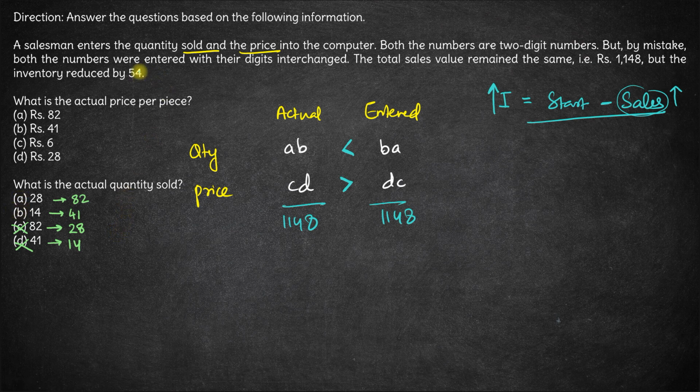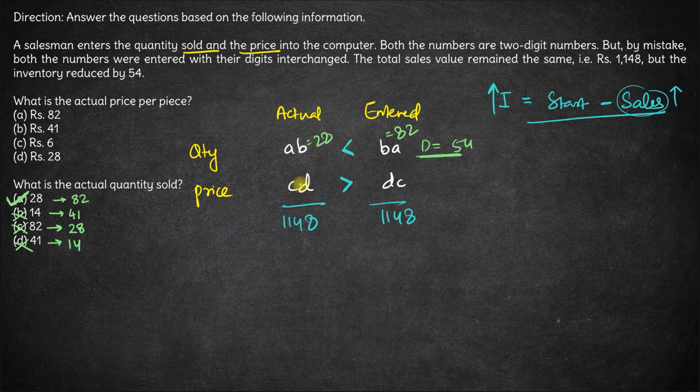Now it's given that the inventory reduced by 54. That means the difference between entered and the actual amounts must be 54. So let's see, what is the difference between 28 and 82? It is exactly 54. What about the difference between 14 and 41? It is not 54, so this is rejected. This here is the right answer. The actual quantity sold is 28. This is 28, so this becomes 82, right?